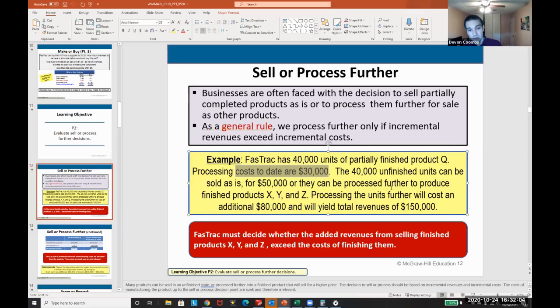Or they can be processed further to produce other products. We can make applesauce, we can make hard cider, whatever. Processing the units further will cost an additional $80,000 and will yield total revenues of $150,000. So the idea here is, should we make the decision? Should we just sell the apples for $50,000, or should we spend time to process them further into other products and be able to yield these future revenues?